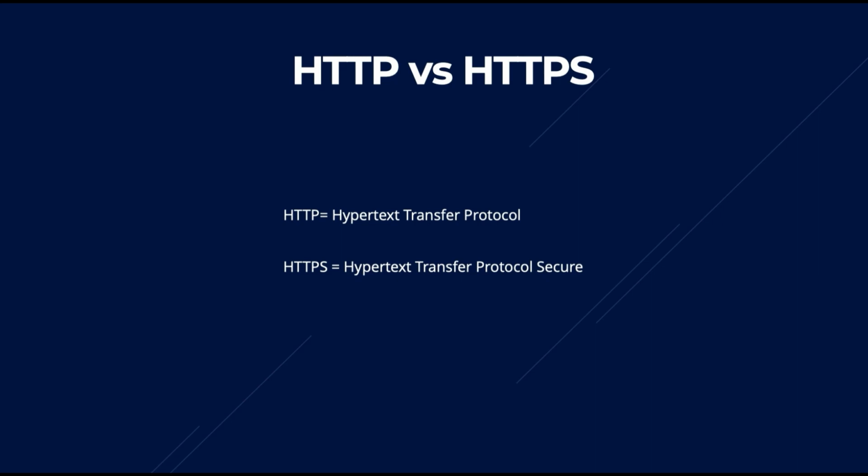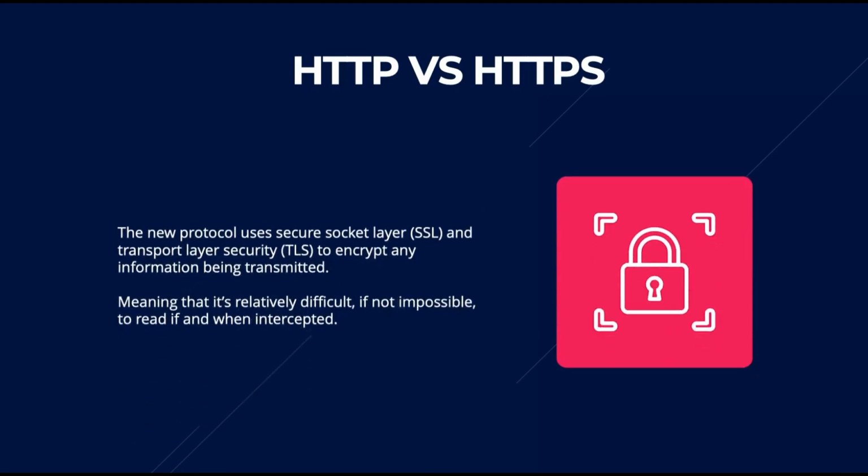The traditional HTTP method transmitted information as clear for all to see, as if it was jotted down on a piece of paper. The new protocol uses Secure Socket Layer, which in short is SSL, and Transport Layer Security, which again in short is TLS, to encrypt any information being transmitted, meaning that it's relatively difficult, if not impossible, to read if and when intercepted. Any attackers hoping to get information from such data will instead be met with garbled letters and numbers.